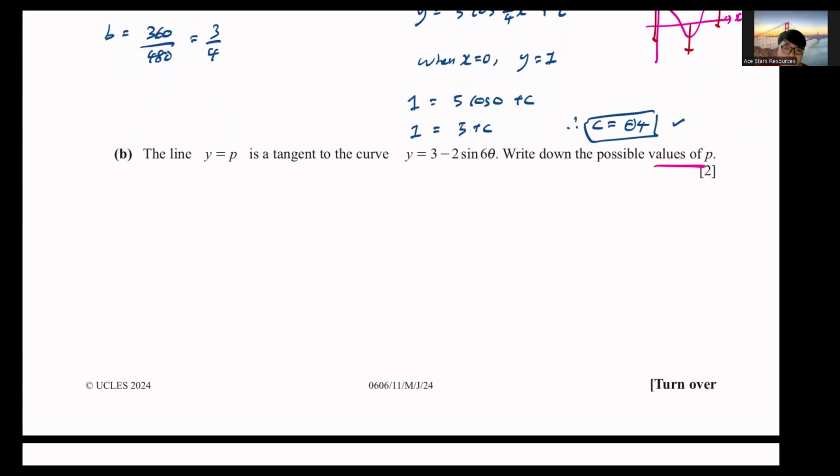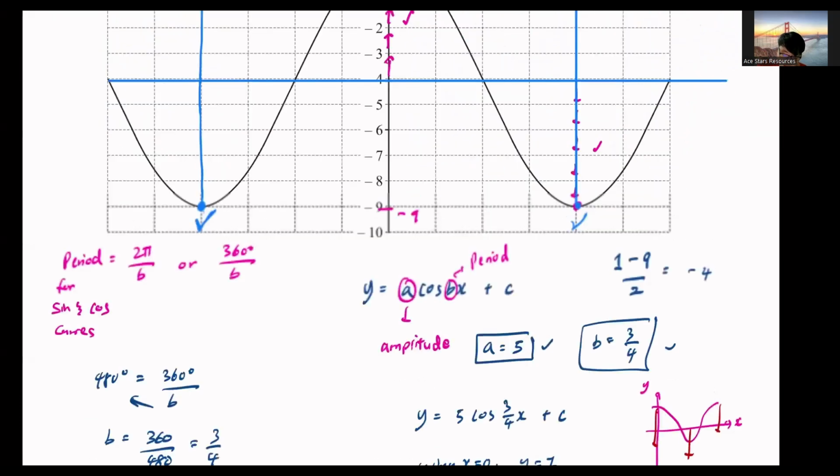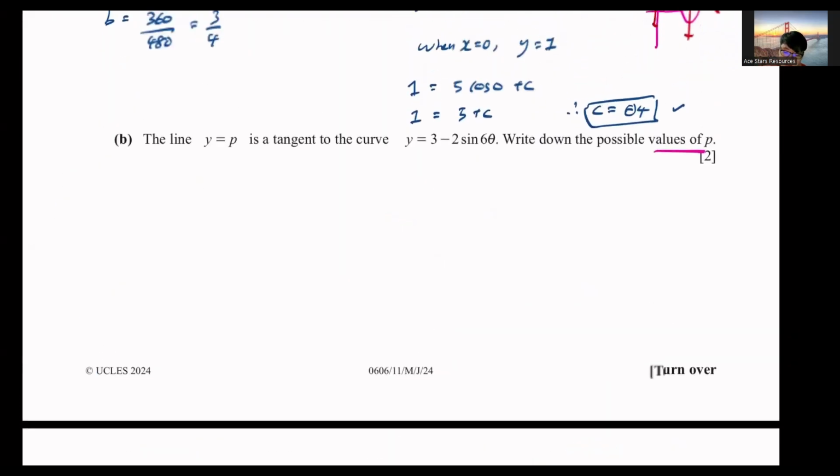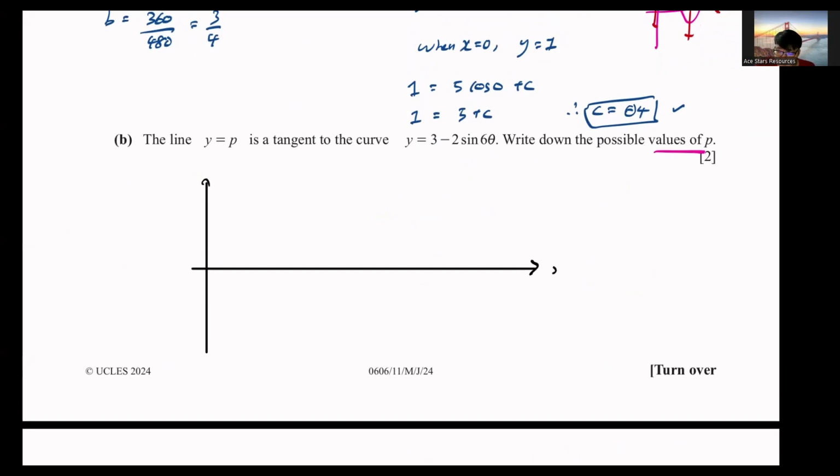So if we want to draw it, are they the same graph? No, they're not. Just a roughly quick sketch. So this kind of question says possible values of p, so there are probably inequalities involved here. So x and y. I'm just gonna quickly draw without really caring about how it looks.